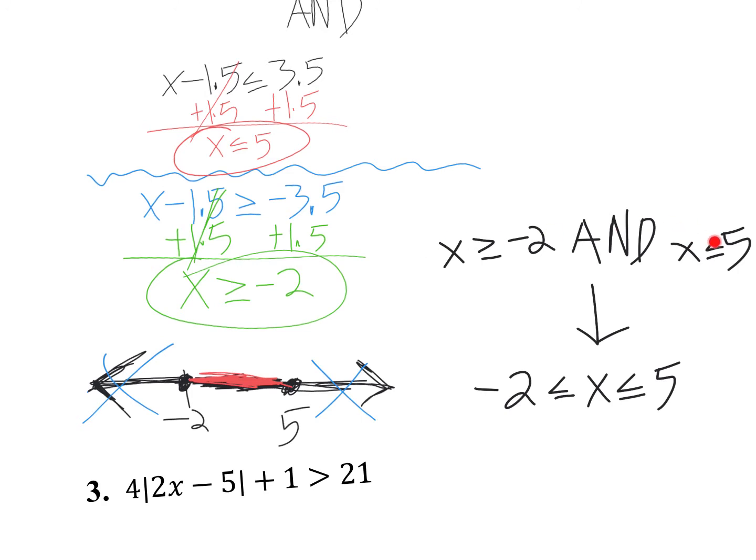So usually for and problems, you will not see the final answer written like this because it can be combined to make a compound inequality. So get in the habit of writing your answers like that anytime you see the shading in between two specific values.